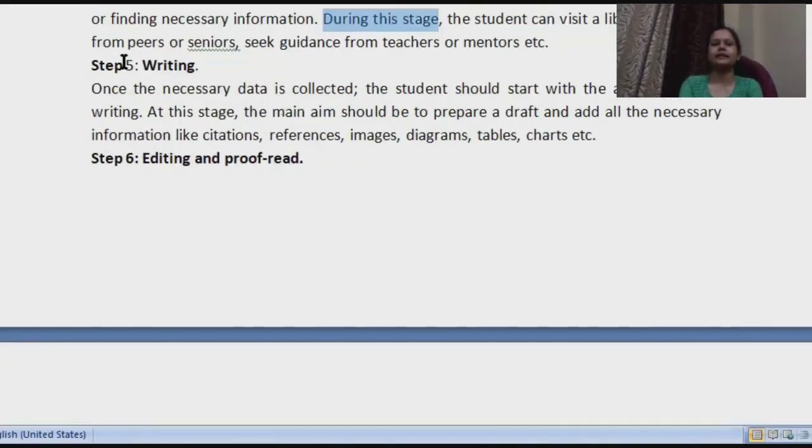Fifth step is writing. Obviously, the assignment, we need to write it, design it, type it, whatever it is that we need to do. Once the necessary data is collected, you need to start with the actual task, that is writing. At this stage, the main aim should be to prepare a draft and all the necessary information like citation, reference, images, diagrams, tables, charts, etc.